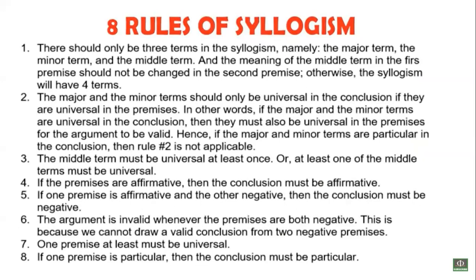Here are the 8 rules of syllogism. 1. There should only be 3 terms in the syllogism, namely, the major term, the minor term, and the middle term. And the meaning of the middle term in the first premise should not be changed in the second premise. Otherwise, the syllogism will have 4 terms.